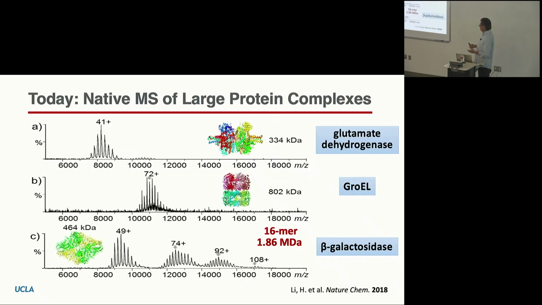Today we go to much larger assemblies. So native mass spectrometry has progressed so that people just measure larger and larger complexes. These are some measurements we made in our laboratory, all the way to 1.8 megadaltons in size for large protein-protein interaction assemblies. And now it's gotten kind of ridiculous.